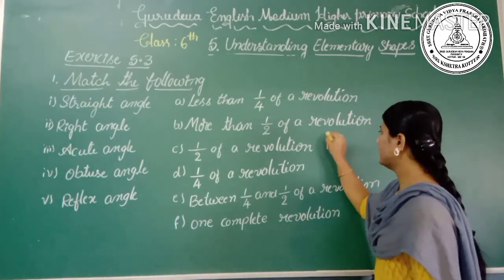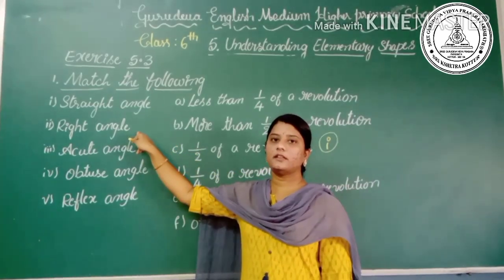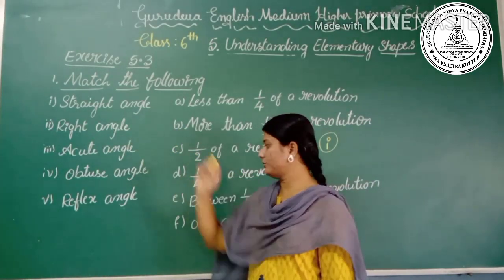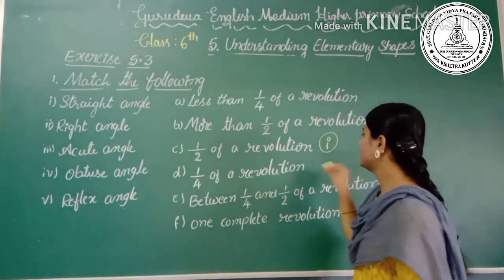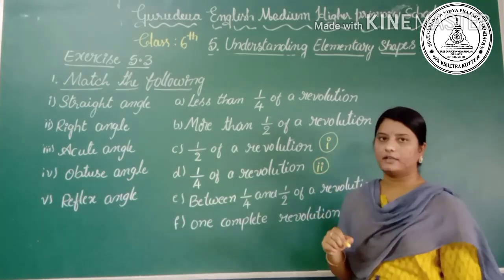Okay. Then the next one, right angle. Right angle means it is 1/4 of a revolution. Yes. Where is 1/4 of a revolution? It is here. It is 1/4 of a revolution.